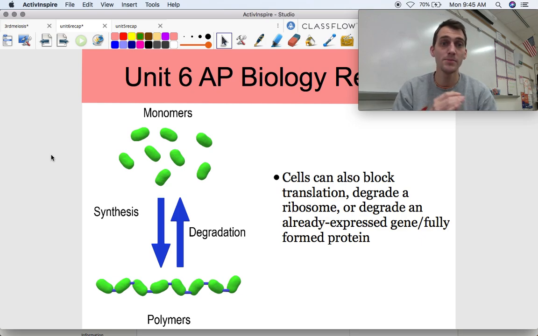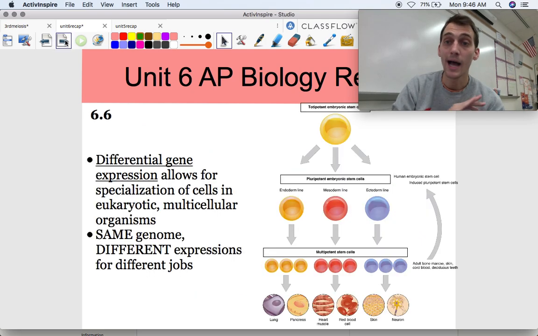And the last two ways, I'm just going to briefly go over them. Cells can also block translation. Okay, they can stop translation from taking place by degrading a ribosome, or they can degrade an already expressed gene or a fully formed protein. So after everything is done, the gene has been transcribed, the RNA has been modified, the gene has been translated, and the protein has been folded, a cell can still control gene expression by just saying, hey, protein, just go to the lysosome and degrade, see ya, we don't need you, right? Lots of different ways for eukaryotes to control their gene expression.